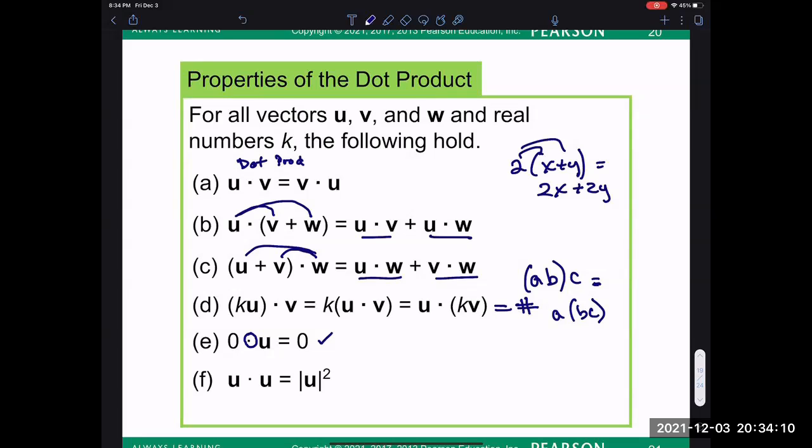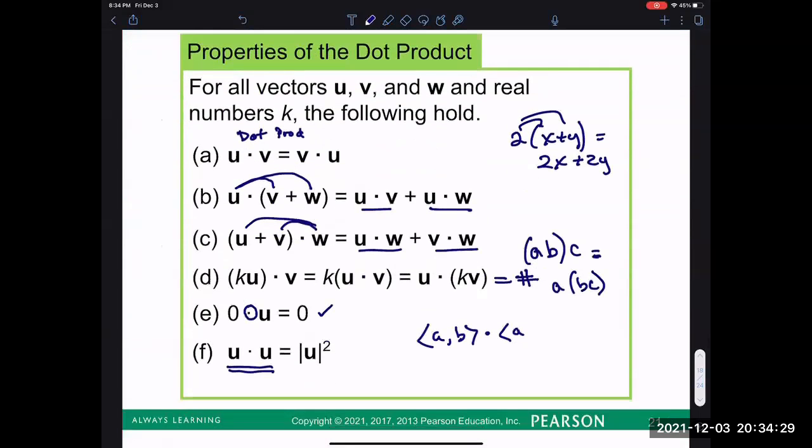And then finally, if you dot product a vector with itself, which is kind of interesting, that's going to give you a number. Well, you could imagine that real quickly. What does that look like? That's AB dot product with AB.